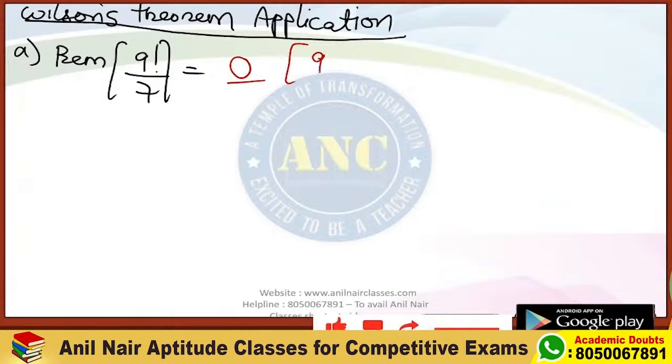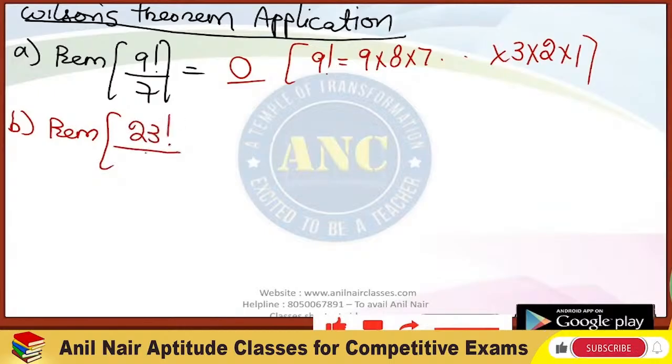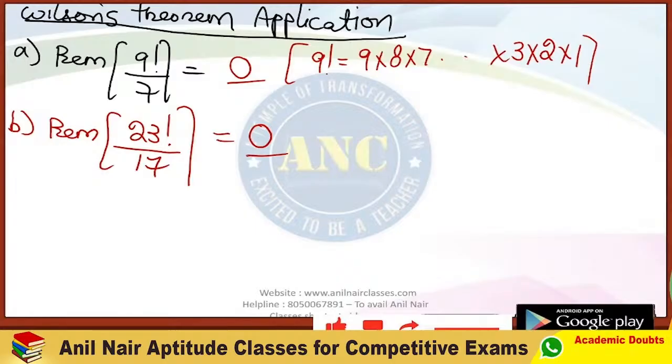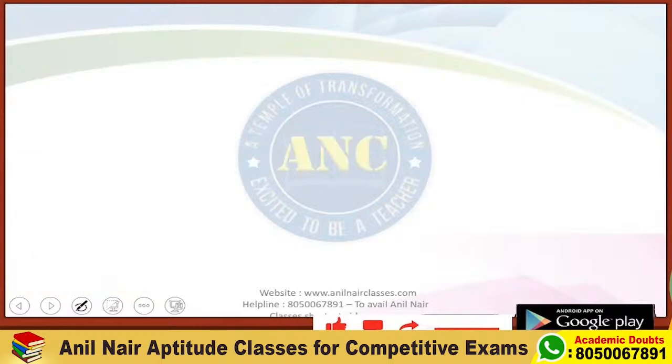Why? Because 9 factorial is 9 into 8 into 7 and so on up to 3 into 2 into 1. One more similar question: 23 factorial divided by 17. 23 factorial contains 17. So the answer is 0. Next one.